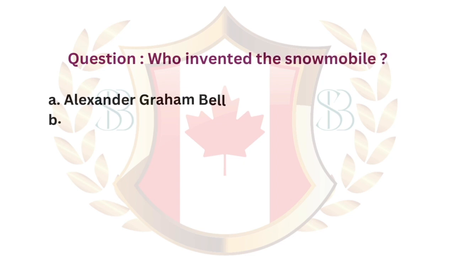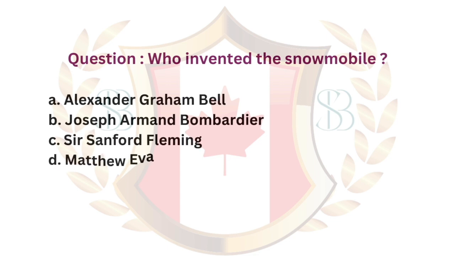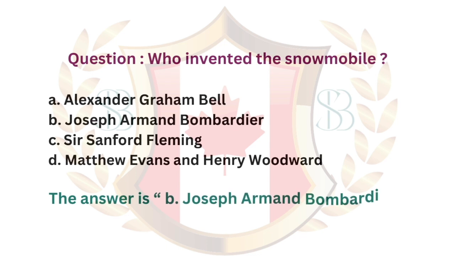Question. Who invented the snowmobile? A. Alexander Graham Bell. B. Joseph Armand Bombardier. C. Sir Sanford Fleming. D. Matthew Evans and Henry Woodward. The answer is B. Joseph Armand Bombardier.